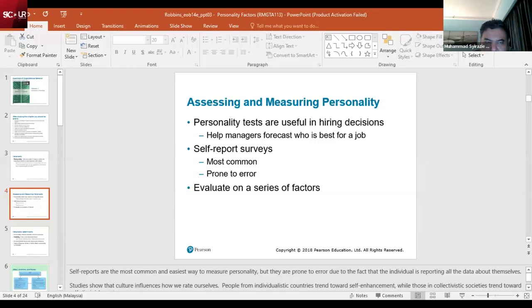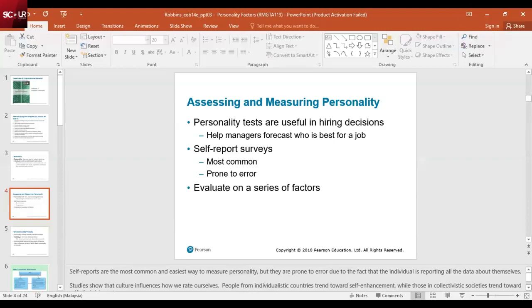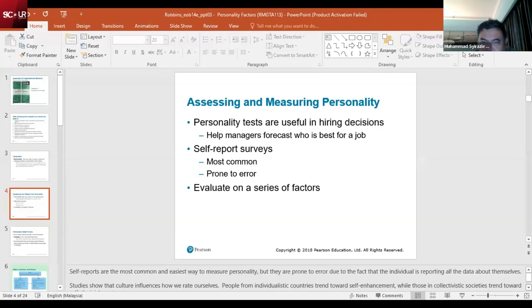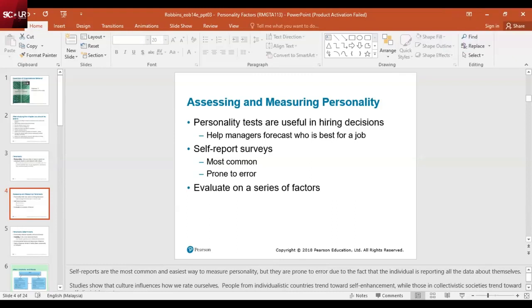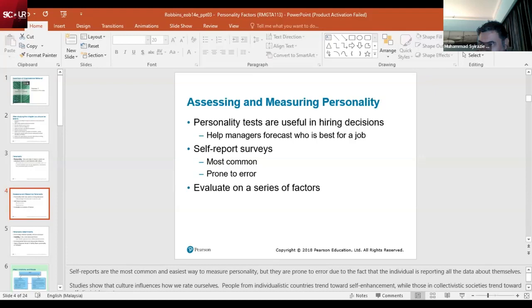It says here, additional remarks, that self-reports are the most common and easiest way to measure personality, but they are prone to error due to the fact that the individual is reporting all data about themselves. This is the simplest personality test, all right? Question and answer. We have personality tests, but in actual fact we cannot measure 100% the personality. We can only gauge what type of personality the person is. Okay, we can only gauge the closest, paling hampir. It is the self-report survey.